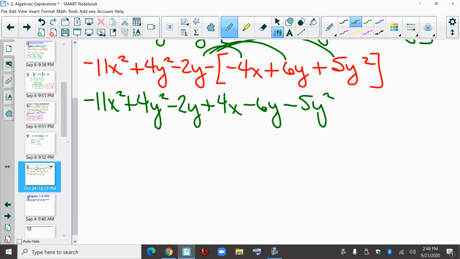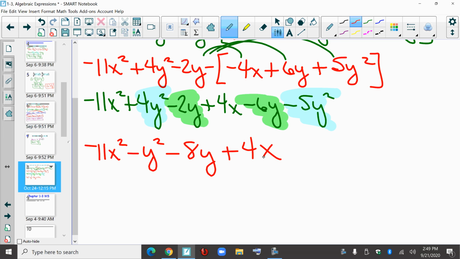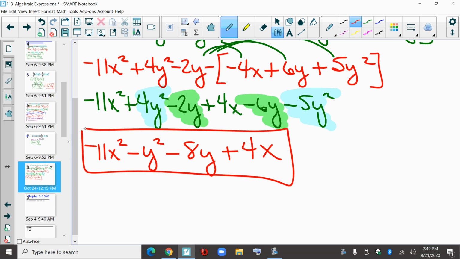And then lastly, we combine like terms. The negative 11x squared drops down. This 4y squared and the negative 5y squared are going to become negative y squared. This negative 2y and the negative 6y is going to give you negative 8y, and then plus the 4x. And that is done. Those are the notes over section 1-3.